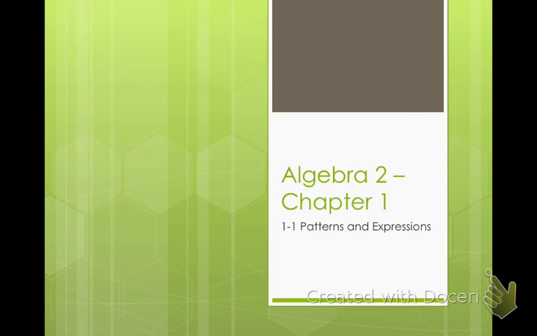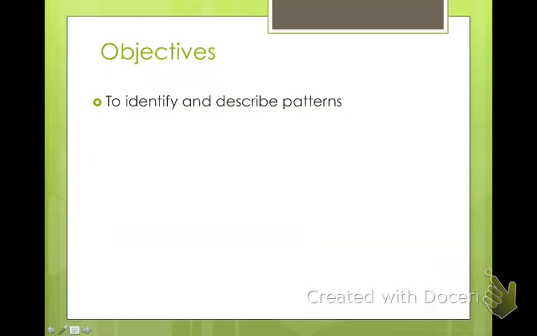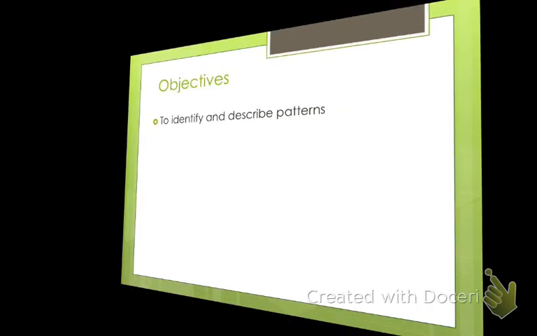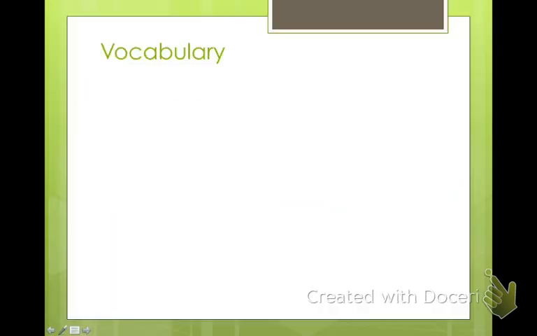Alright. So we're going to start really easy in the year, doing patterns and expressions. I'm going to go ahead and go through the vocabulary. Well, first our objectives are to identify and describe patterns. You can pause it after each definition if you want to and write it down, or you can just wait until the end and pause it.